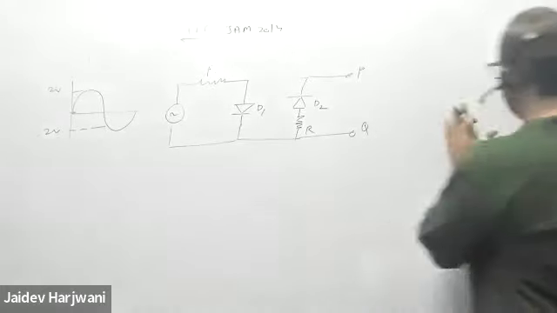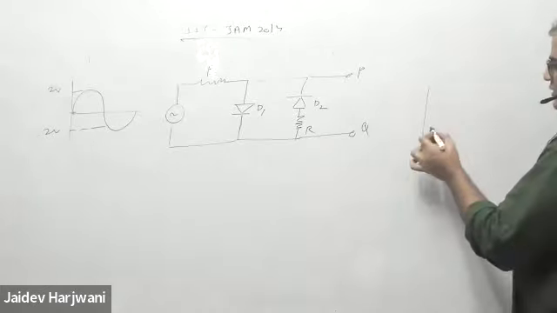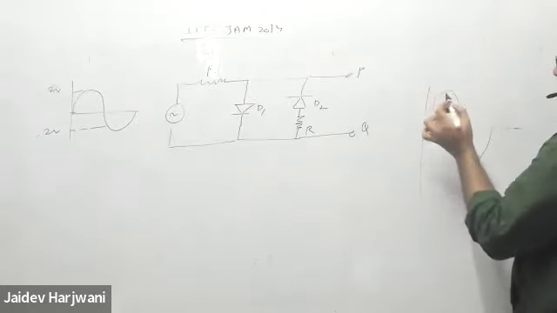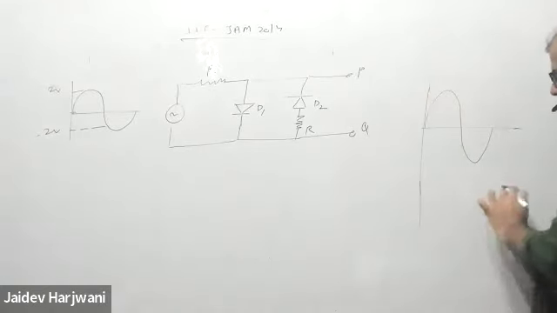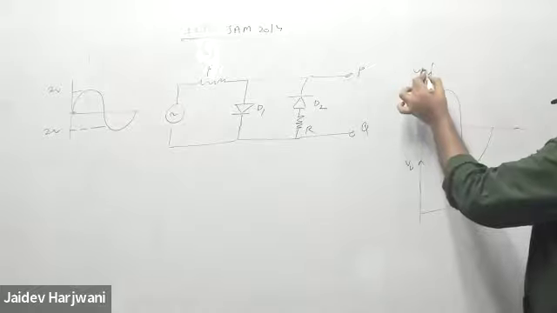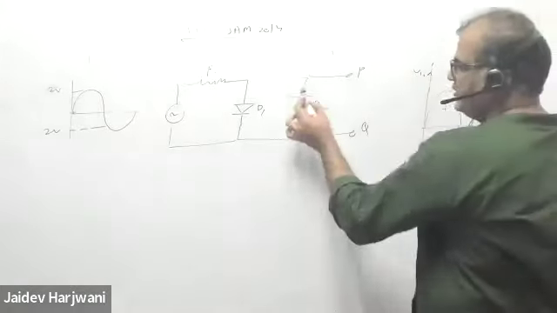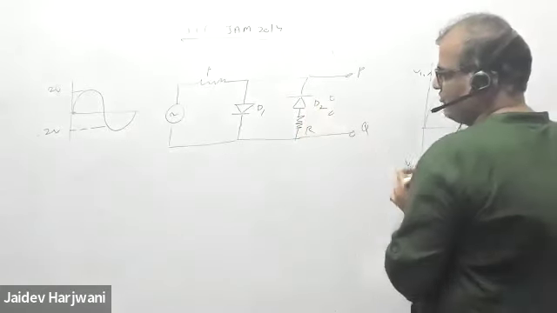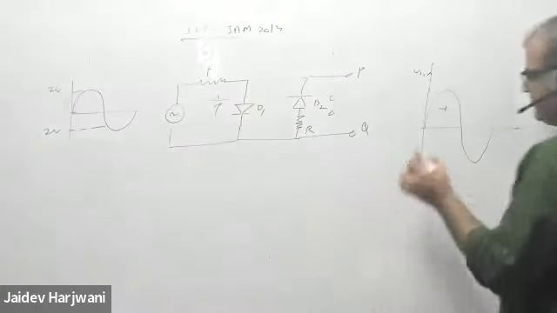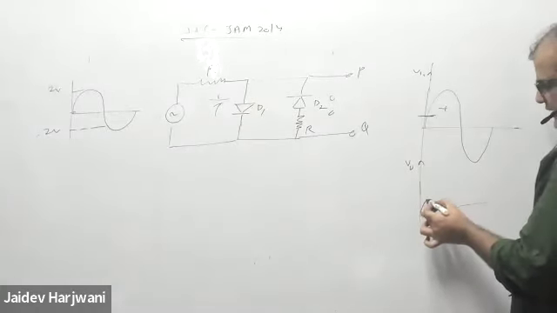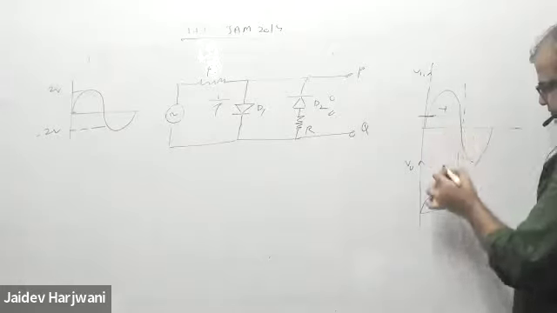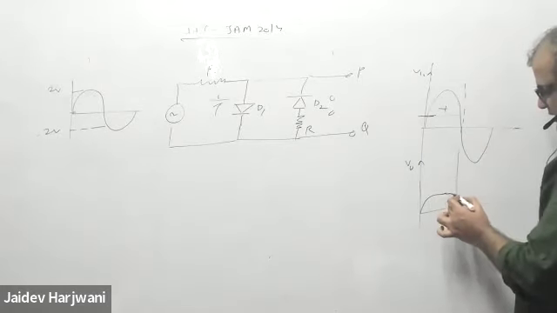So for the positive cycle, I have to draw the diagram now. Input. So the input wave is like this. And this is my output wave. This is my input wave. For the positive cycle, D2 is always off. D2 is always off for the positive cycle. And this can become on up to 0.7 volt. So obviously when this is above 0.7 volt, you'll get a curve like this for the positive cycle. Positive cycle up to here, you get like this, and then you get like this.